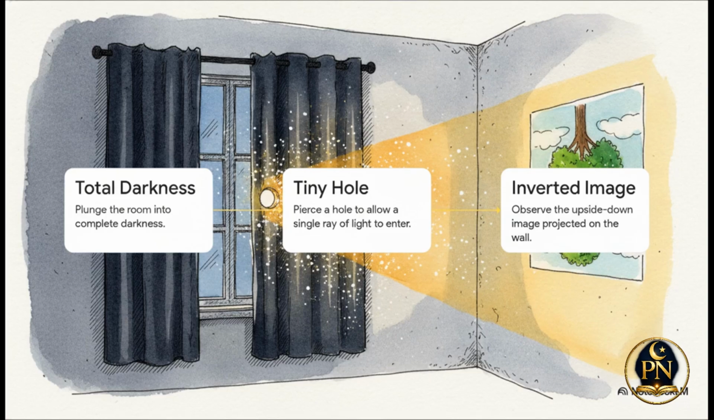Here's what he did. He plunged his quarters into absolute pitch-black darkness. Then he pierced a tiny, precise hole in a window covering to let just a single ray of outside sunlight enter. If you were standing in that room with him, you'd see the dust floating in this sharp, warm beam of light. And then, looking at the wall opposite the hole, you would see something almost magical.